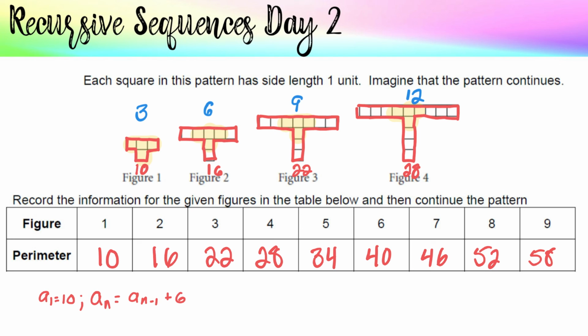If instead we were referring to the number of squares, our first term has 3, and then a sub n is equal to a sub n minus 1 plus 3. So it depends on how the question is phrased as to which recursive rule we would be using. But because our table is talking about perimeter, I suggest that we use the perimeter rule as our final answer.